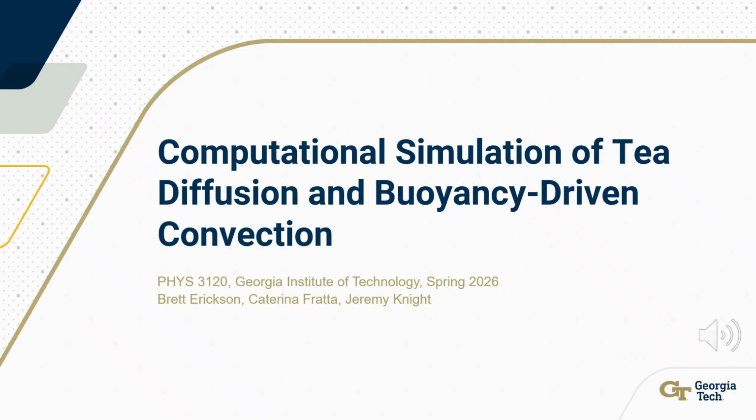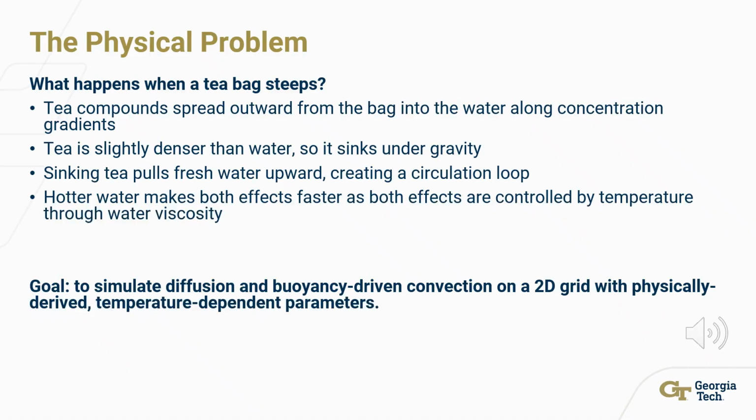Here we simulated tea steeping in water, modeling how tea spreads through a cup and how temperature changes that process. When you drop a tea bag into water, two things happen: diffusion outward and sinking, since tea is denser than water. Together they create a circulation loop, and both of these effects get stronger in hotter, less viscous water. Our goal is therefore to model all of this computationally.